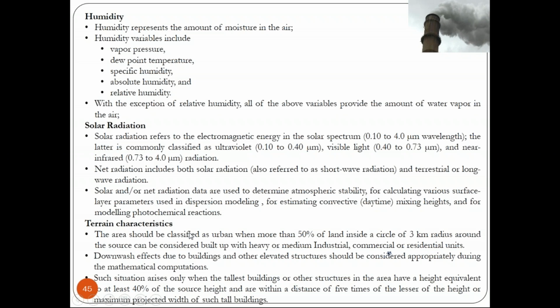And the last one, the terrain or meteorological condition. This is the area where your project site is to be situated or classified. This area should be classified as urban when more than 50% of land inside the circle of one kilometer around the source can be considered built up with heavily or medium industrial, commercial, or residential units. Then we have to select urban. Otherwise, we have to go for rural area.